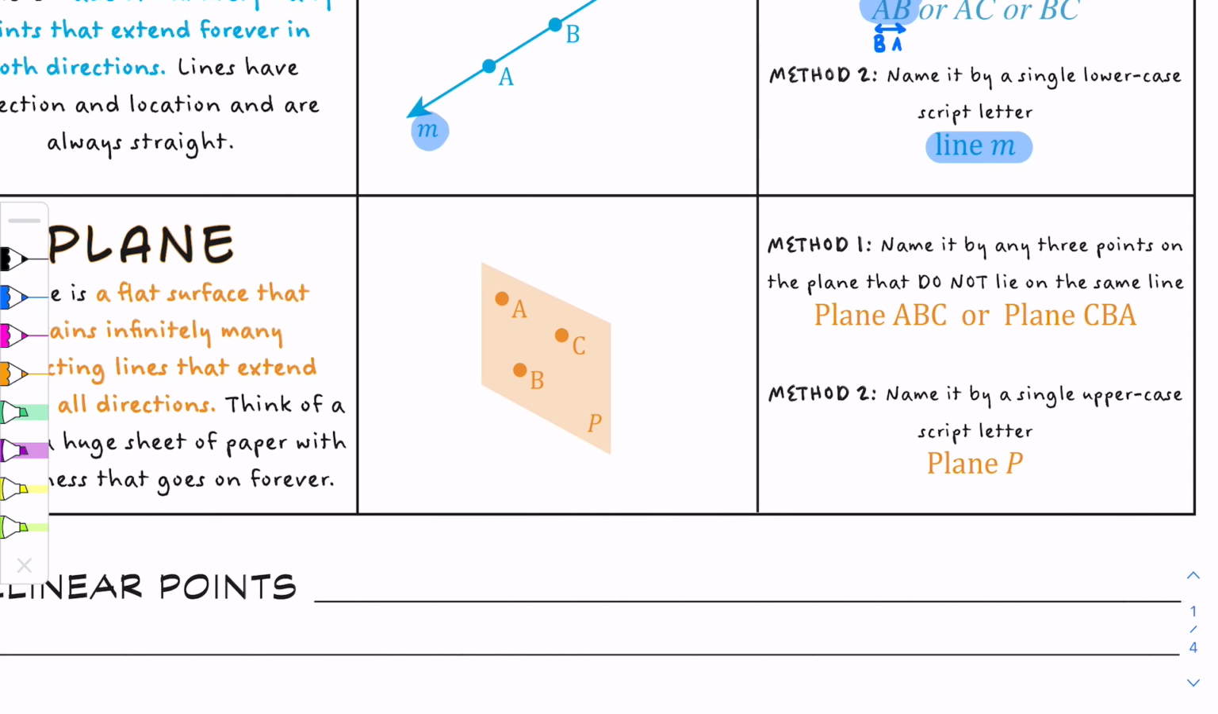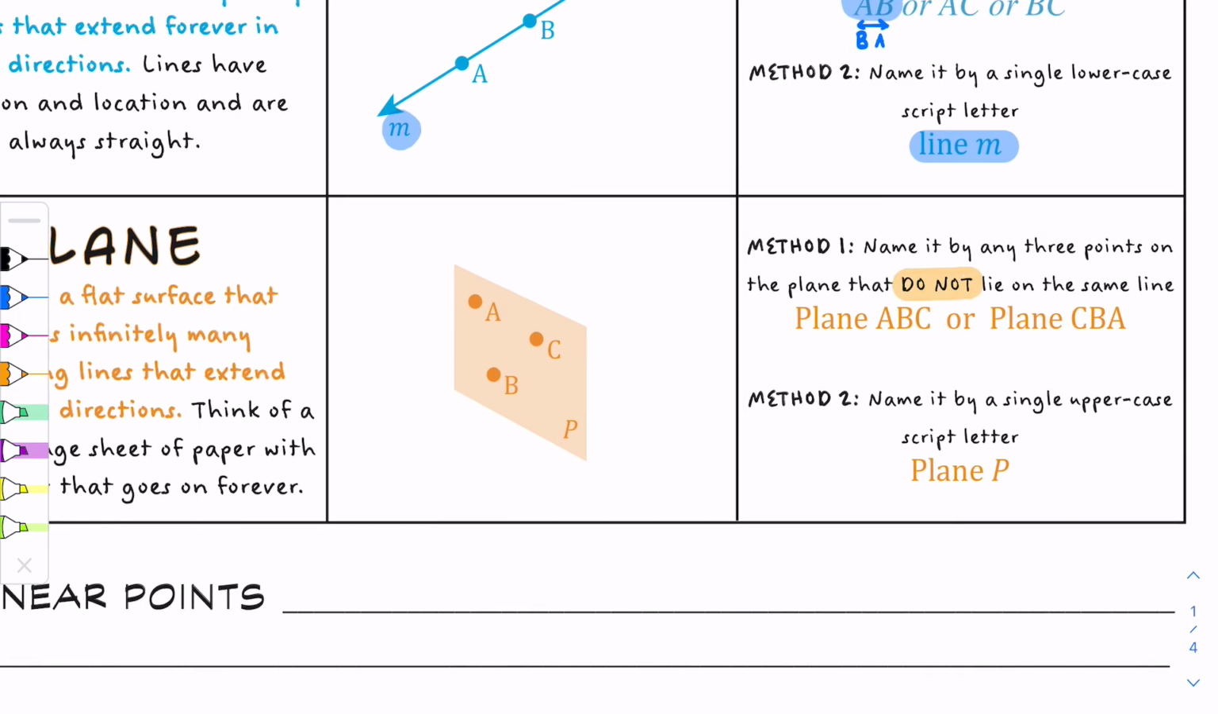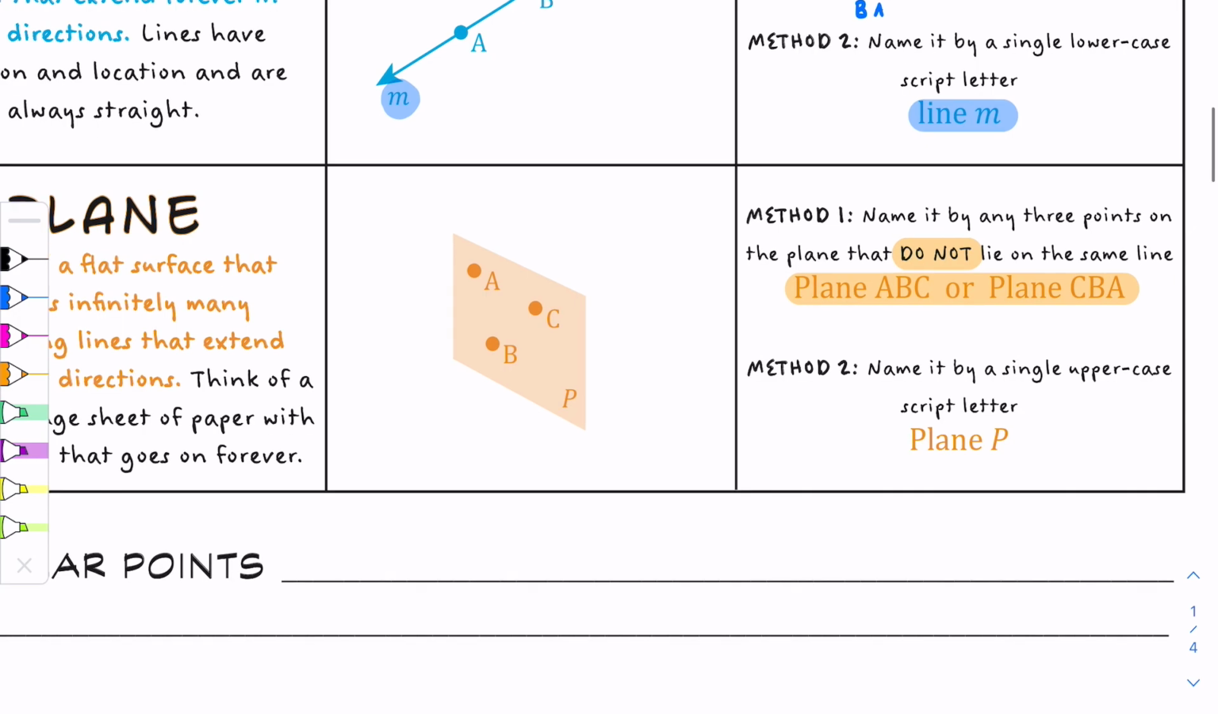You can label it by 3 points that are not in a line. So very specific. The points you choose cannot lie in a line. So plane ABC works. If I was to connect them, they clearly do not form a line. Plane CBA works. We could do plane BAC, we could do CAB. There's multiple different ways you can label it using 3 points. Or you can name it by the capital script letter, such as P. P is not a point, P is just used to label the plane.